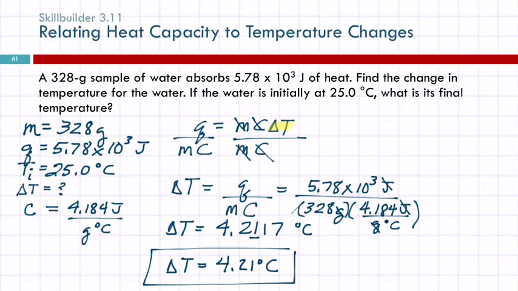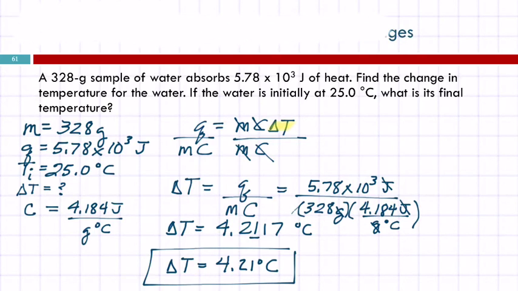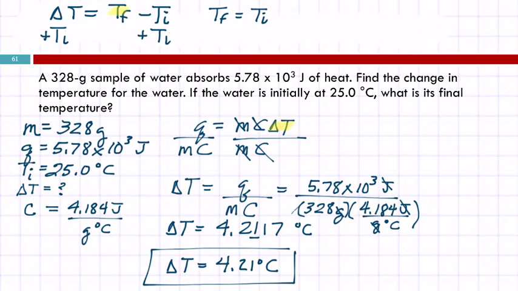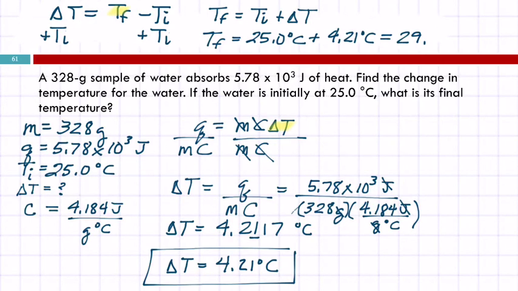Then they ask, what is the final temperature? Well, we're going to use our delta T equation. Delta T equals T final minus T initial. We want to know what the final temperature is. We want to keep this guy. So we're going to rearrange this by adding initial on each side. And we end up with the final temperature being equal to the initial temperature plus the change. So the final temperature equals the initial temperature, which was 25, plus the change, which is 4.21. And so the calculator gives us 29.21.